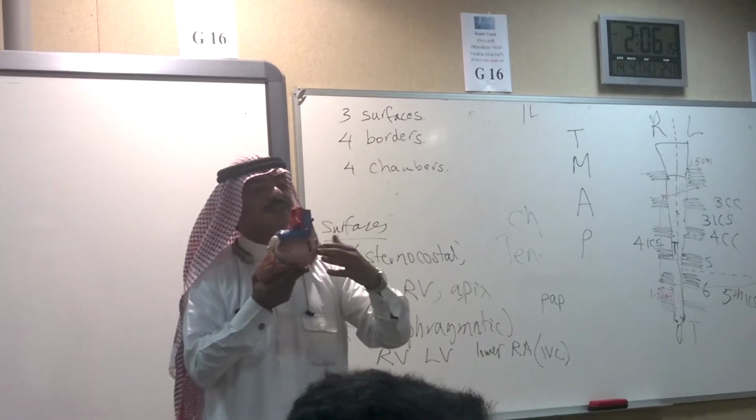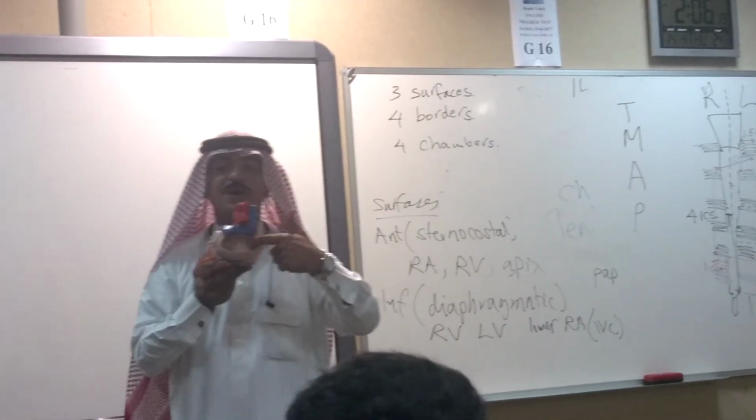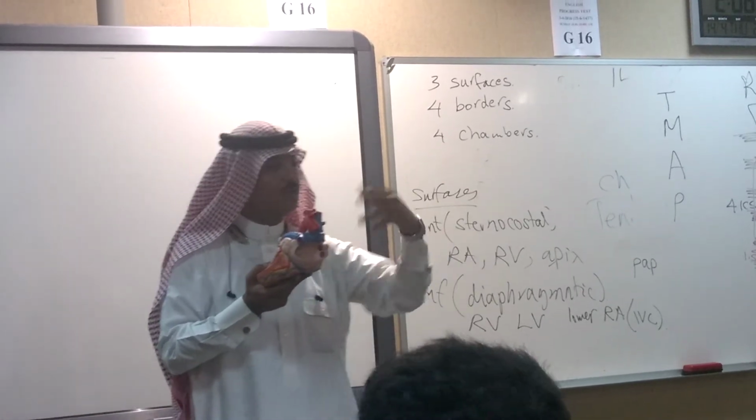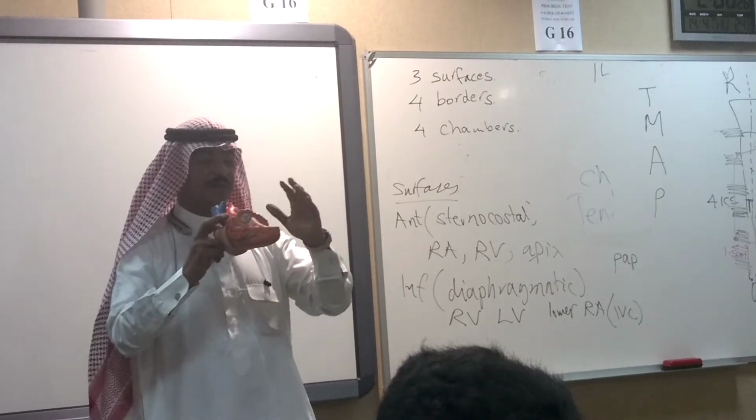The left atrium has a similar structure to the right atrium, and the smooth part receives the four pulmonary veins, two from each lung, bringing highly oxygenated blood.